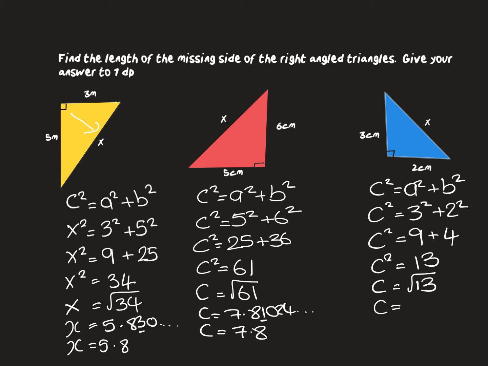So again, a calculator is needed for that. The square root of 13 is equal to 3.605. If we round that to one decimal place, the 0 tells us to round down, so it would be 3.6. Now, another thing that I haven't included here is our units, and you need to put that in with your answers. That would be centimetres. These are all centimetres, so we need to put our centimetres in with our answers. So that's how you find the hypotenuse, the longest side.